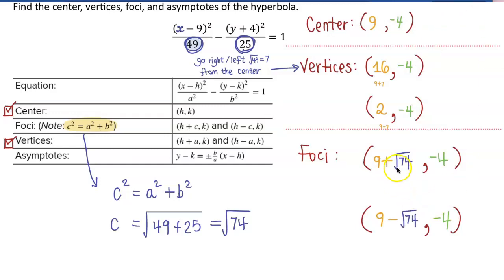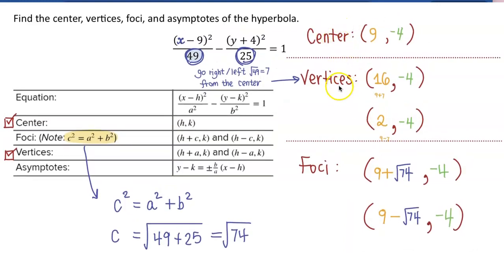Sometimes you may need to simplify the square root. I just don't think my square root of 74 is simplifiable, so I'm not going to simplify that. But very similar, right? From the center to vertices, just add a value to the x-coordinates. But to find the foci, you needed to find the c first, and then add that and subtract that from the center. Now, the last thing that we're going to find is the asymptote.